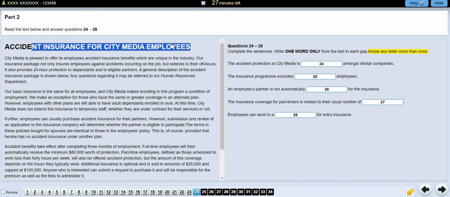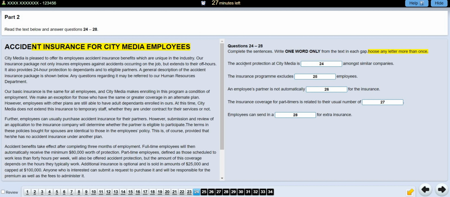Okay, so accident insurance for city media employees. Complete one word only. Accident protection at city media is dash among similar companies. City media is pleased to offer its employees accident insurance benefits which are unique in the industry. Something about the accident protection at city media. So it has something which is similar.